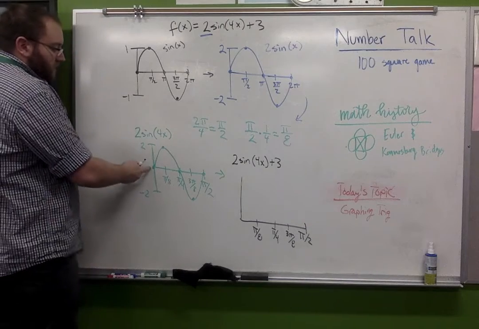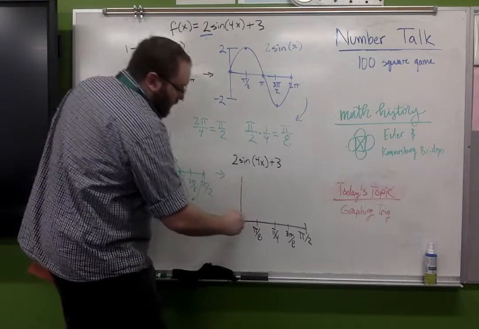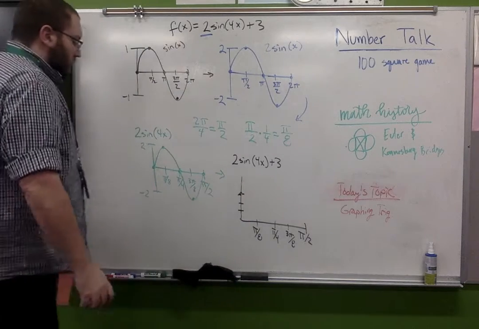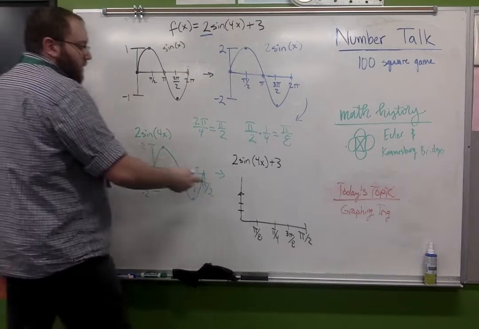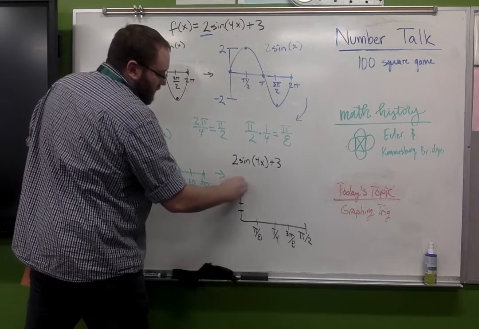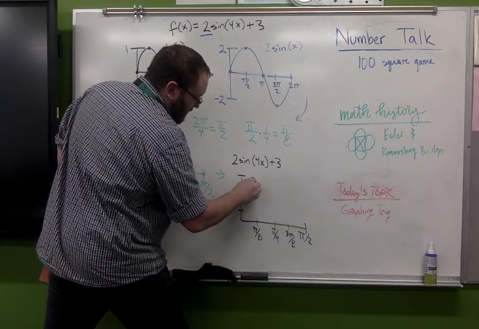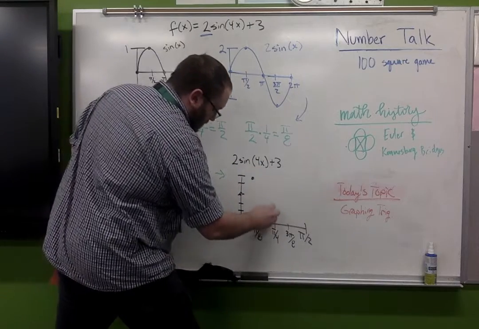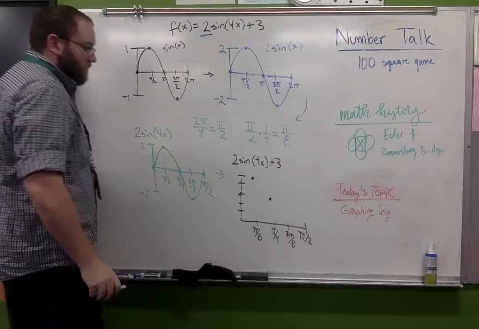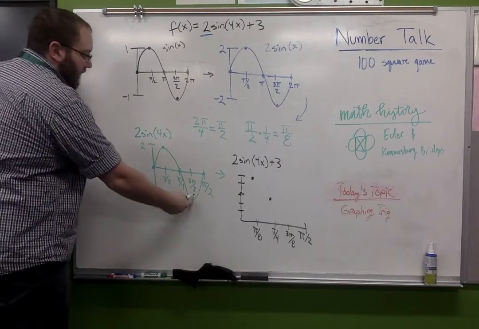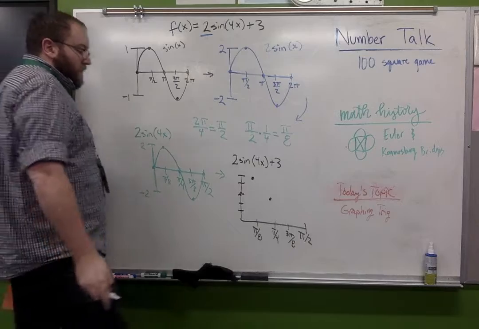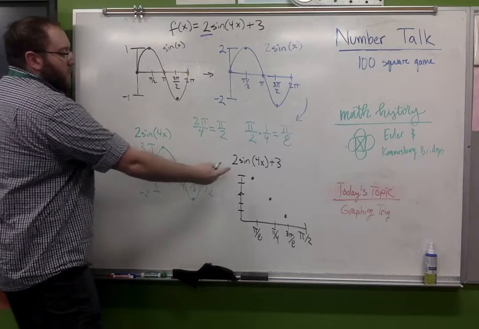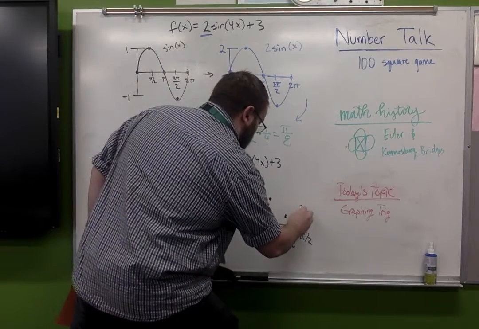Okay, so I started at 0, but I added 3, so I need to go up 3. So 1, 2, 3. There's my new point right there. At pi over 8, I was at 2, but I need to go up 3. So 1, 2, 3. Now I'm at 5. At pi over 4, I was at 0, but I need to go up 3. So now I'm at 3. At 3 pi over 8, I was at -2. I need to go +3. -2 plus 3 is 1. So right there. At pi over 2, I was at 0. I need to go +3, so I go up 3, back to 3.